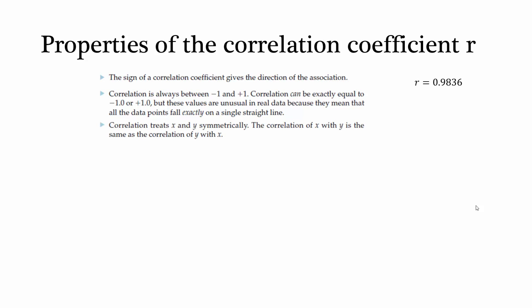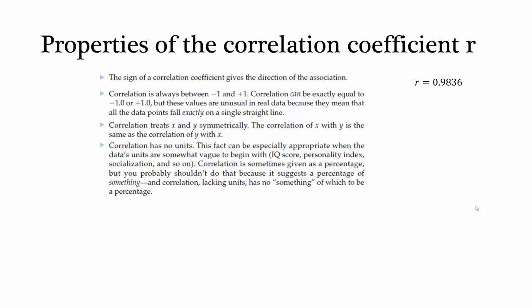Correlation treats x and y symmetrically, meaning if we interchange the explanatory and response variables, we would have the same correlation. Now notice in this case that doesn't really make sense because we're really interested in measuring how much fuel the train needs, so it would only make sense for us to have fuel consumption be the response variable. But there are situations where the explanatory and response variables could be interchanged.